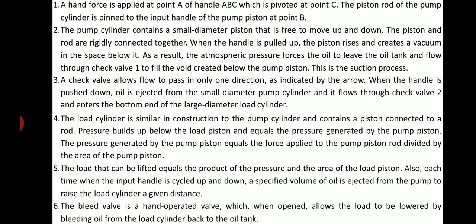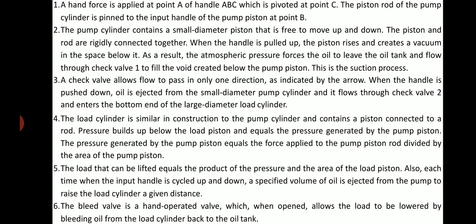A check valve allows flow to pass in only one direction as indicated by the arrow. When the handle is pushed down, oil is ejected from the small diameter pump cylinder and it flows through check valve 2 and enters the bottom end of the large diameter load cylinder. The load cylinder is similar in construction to the pump cylinder and contains a piston connected to a rod. Pressure builds up below the load piston and equals the pressure generated by the pump piston.